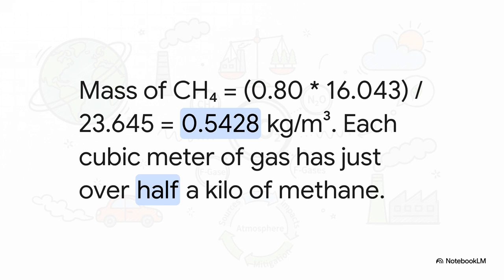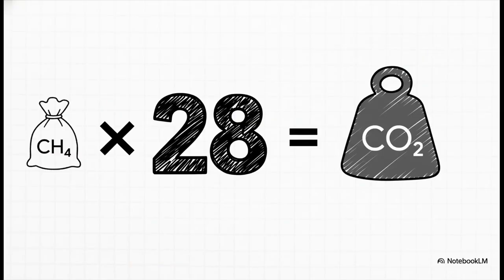You run that calculation and boom, you find that every cubic meter of our gas holds just over half a kilogram of pure methane. Now for the magic trick. We take that mass of methane and translate it into its real climate impact. This is where that GWP number comes roaring back. We take the mass we just found and multiply it by methane's GWP, which is 28. We also add in the tiny bit of CO2 that was already in the gas, but really it's the methane that's doing all the heavy lifting here.